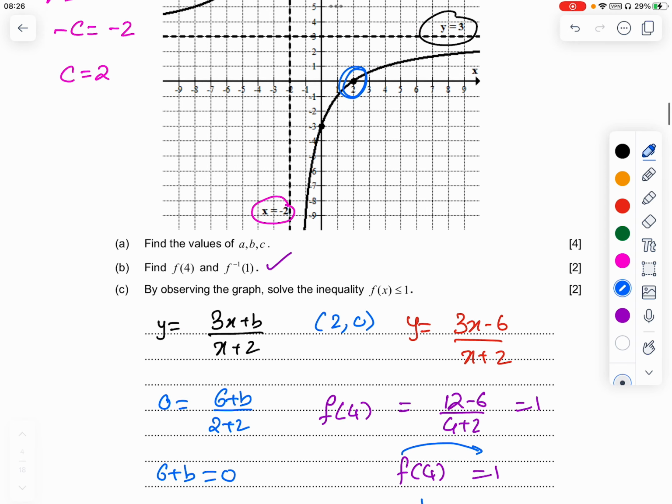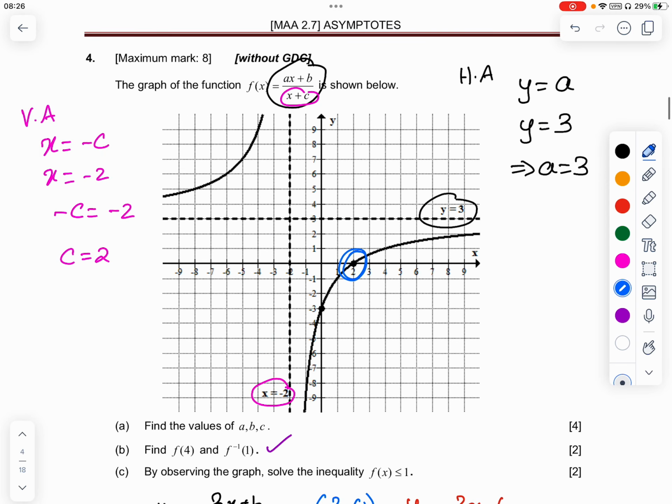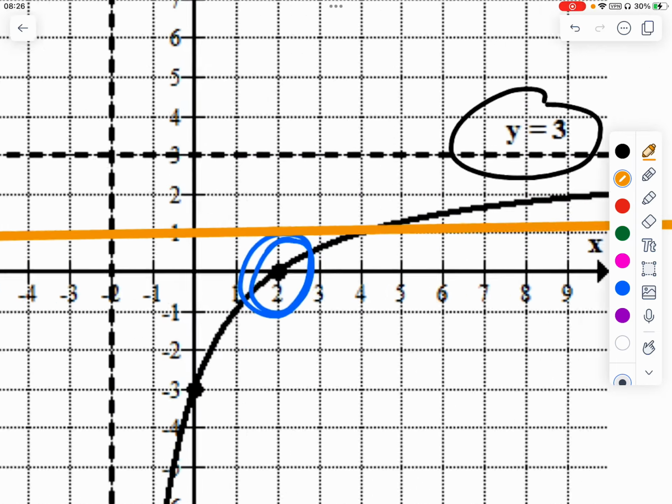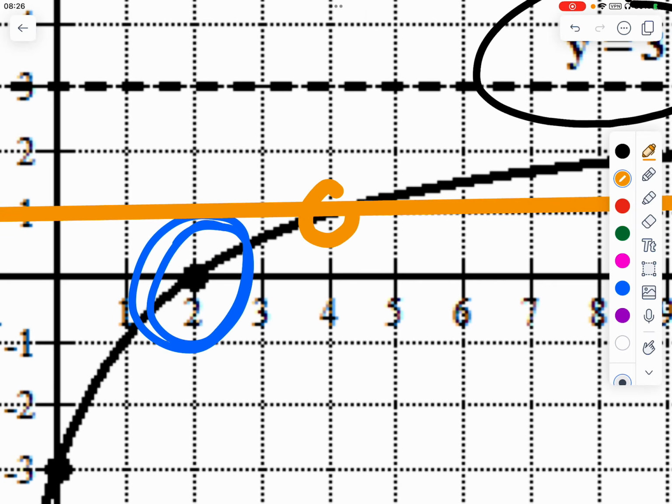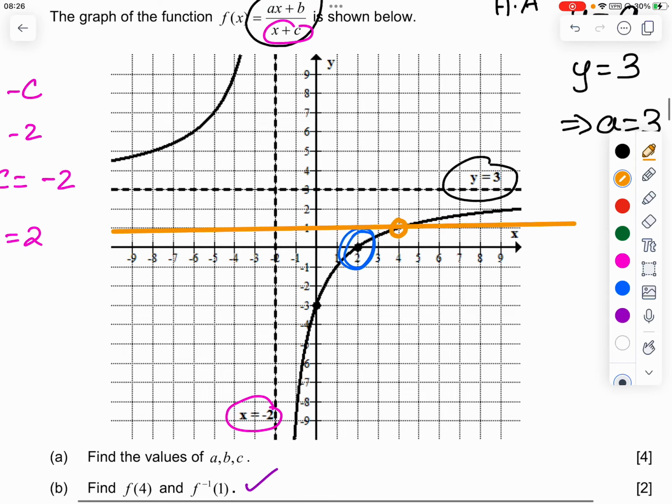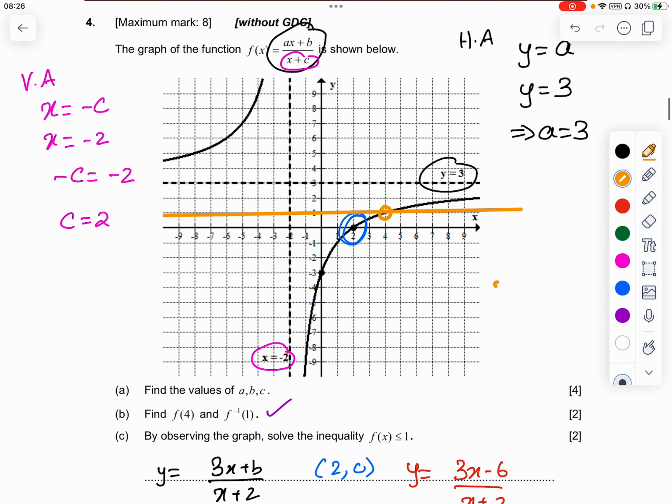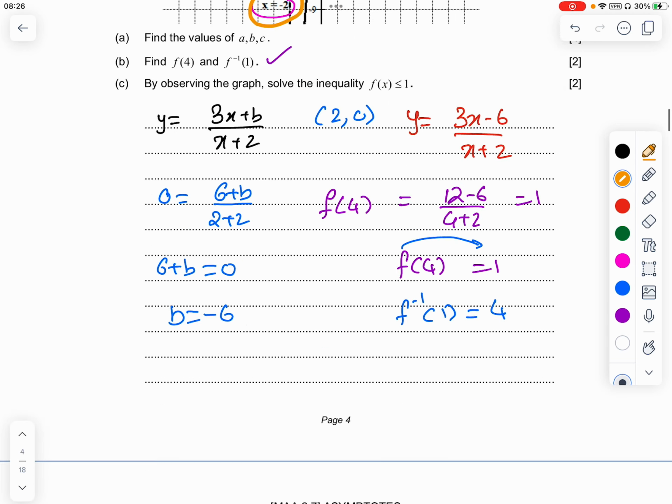By observing the graph, solve the inequality f of x is less than or equal to 1. So draw a line at 1. You can clearly see that it is intersecting at 4. So the graph should be below 4. The x value should be less than 4, but we have the asymptote at negative 2, so it should be greater than negative 2. So no equal to symbol with negative 2. So x lies between negative 2 and 4.